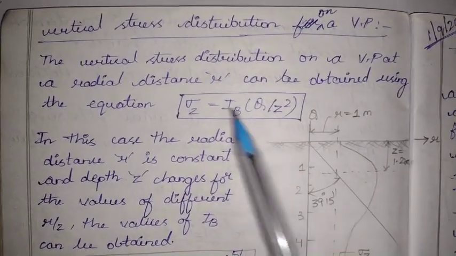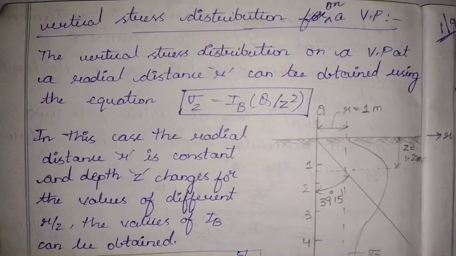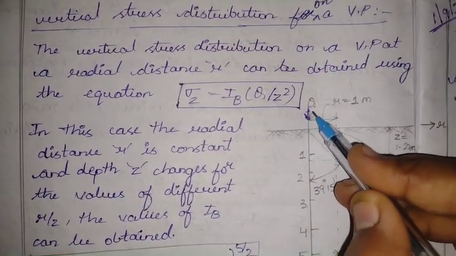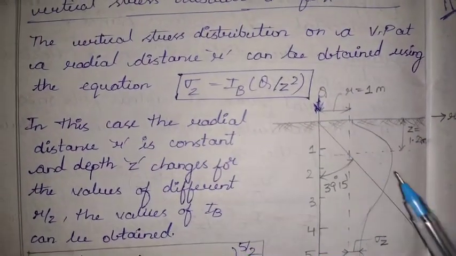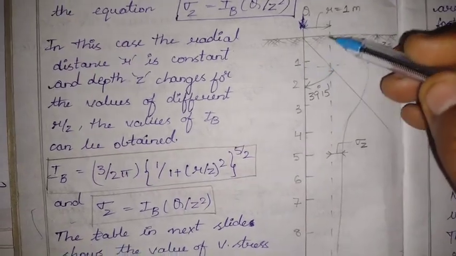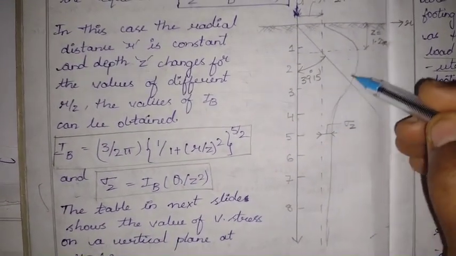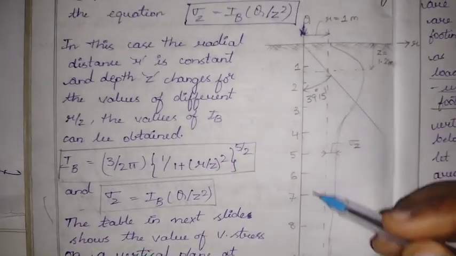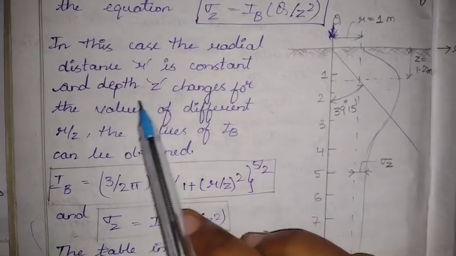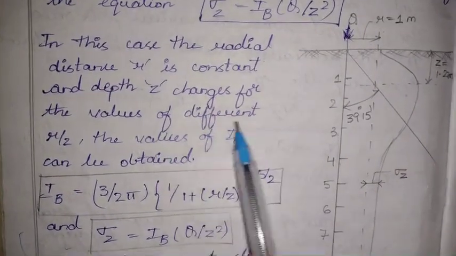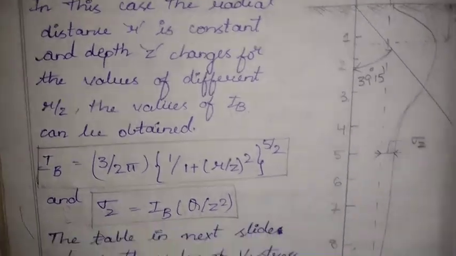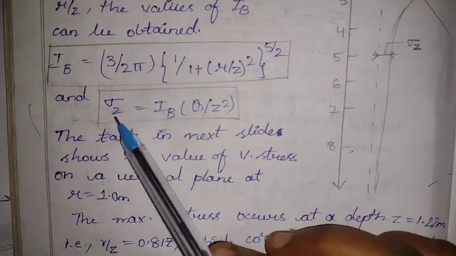When I am talking about the vertical stress distribution on a vertical plane, that is the stress developed due to the vertical load Q, here R is constant. The horizontal distance is constant, and through this we take the variation. Z is varying over here. In this case the radial distance R is constant and the depth Z changes. For the values of different R by Z, we can evaluate the values of IB from this equation, and simply substitute in the sigma Z value.